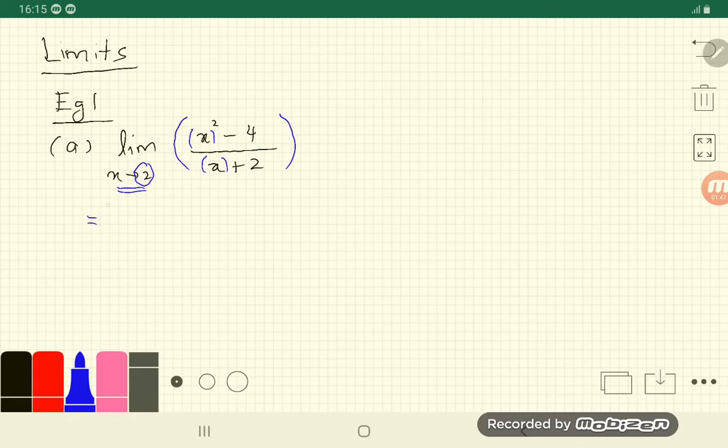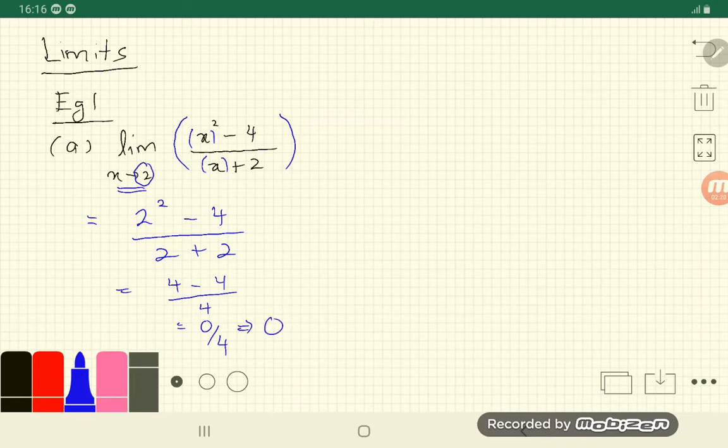So once we replace it, we are going to eliminate the limit there, so no need to write it again. So what we are going to get is 2 squared minus 4 over 2 plus 2. If you try to solve this part, you are going to get 4 minus 4 divided by 4, which is 0 over 4, and if you press your calculator, the last answer should be 0. So you can say that the limit for this part is 0.